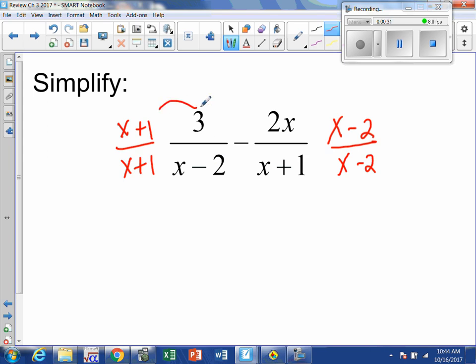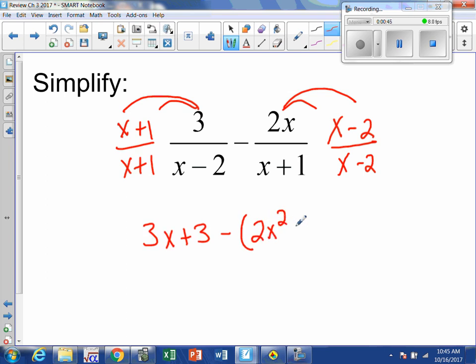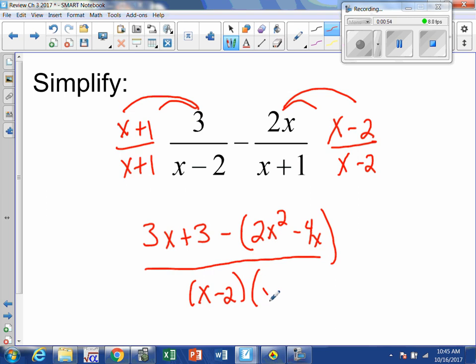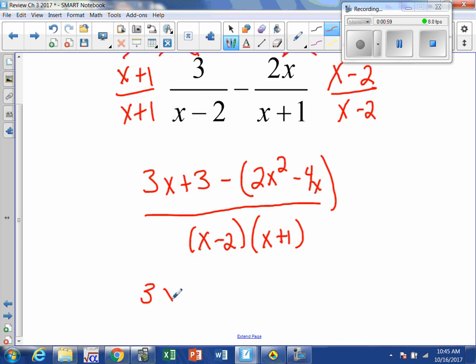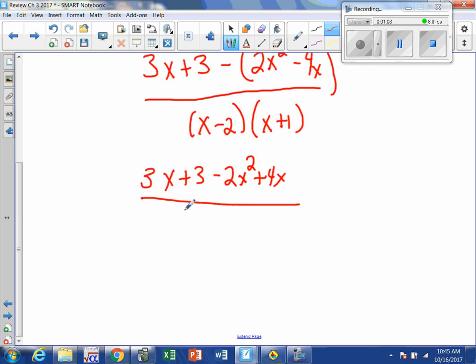Now, once we distribute these to both terms on both sides, over here we'll have 3x plus 3, and over here we'll have minus 2x squared minus 4x. Our denominator will just be x minus 2, x plus 1. And then if we simplify here, this is 3x plus 3 minus 2x squared plus 4x all over x minus 2, x plus 1.